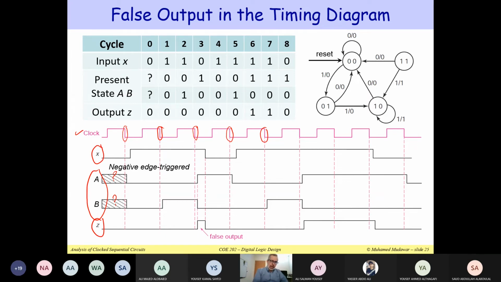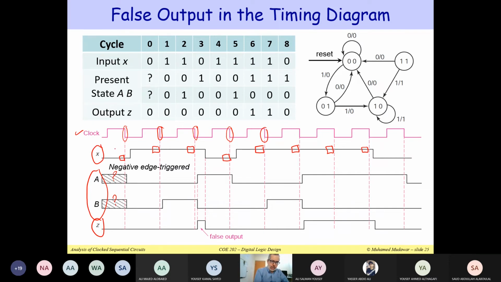Number two, look at the value of the input X just before the edge. Since here we are using the negative edge, look at the value of X just before this falling edge of the clock. That will tell you the value of X. So before the arrival of the edge of the clock, look at the value of X.